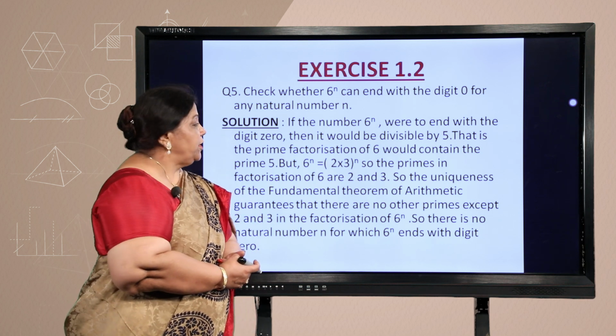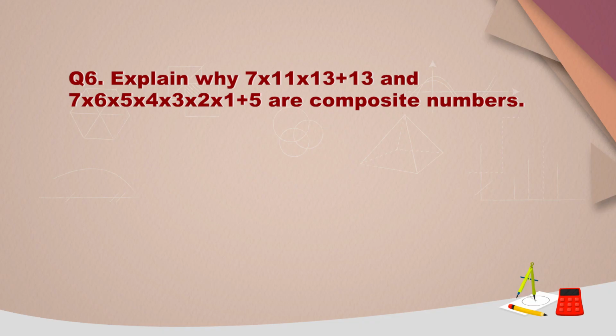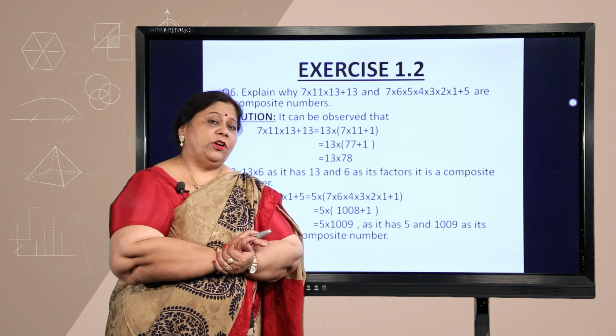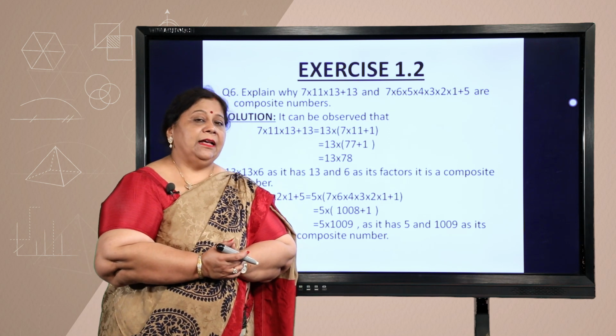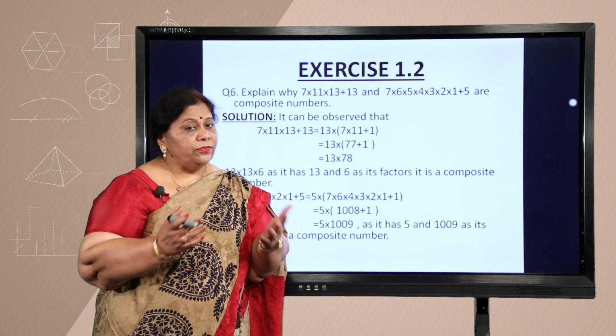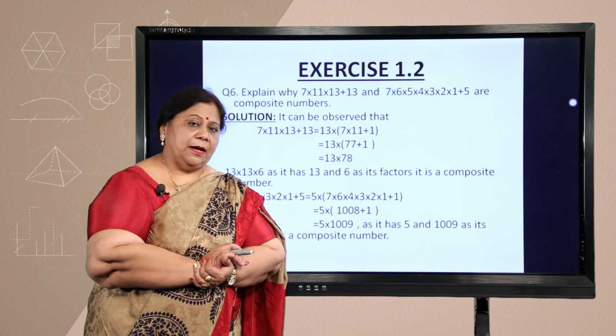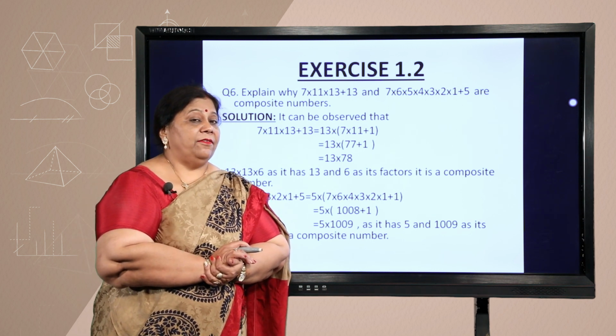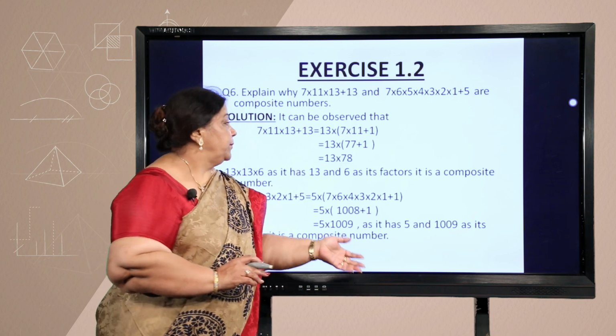Now, let us look into the next question. The question is, explain why 7 into 11 into 13 plus 13 and 7 into 6 into 5 into 4 into 3 into 2 into 1 plus 5 are composite numbers. Let us just recollect what are composite numbers. Numbers having more than two factors are known as composite numbers. Let us see why they are composite numbers here.